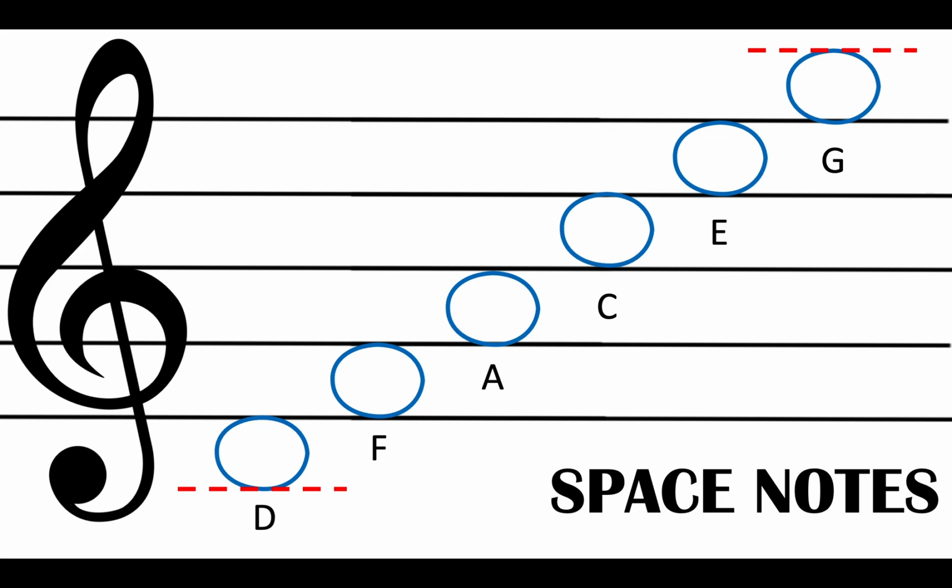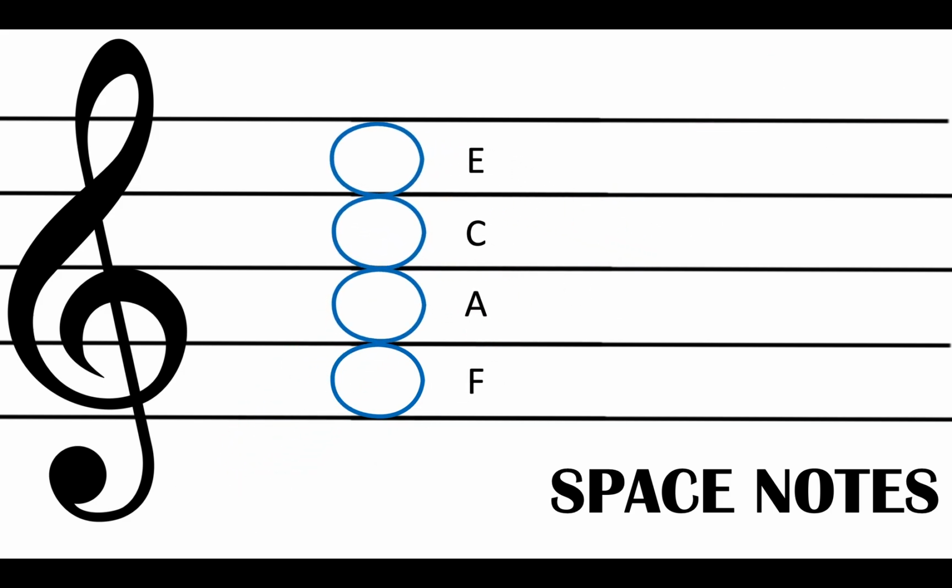These are the letter names of our space notes. They look quite difficult to remember, don't they? Well, I have an easy way. Take a look here. The notes in the space, they spell F, A, C, and E. That's right. What does it spell? You're right. It spells the word face. So if we want to know how to name these notes, we just have to think of the word face.